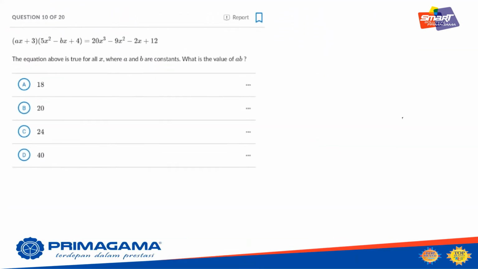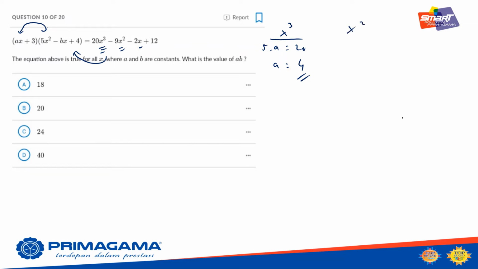So with the prior knowledge, we don't have to do the full equation. We just have to match the equation of the x to the power of 3, x squared, and if needed x with the corresponding coefficient on the left hand side. Let's quickly do this. For the x to the power of 3, on the right hand side is 20. On the left hand side, we get x to the power of 3 by multiplying these two together, 5a. Hence a is equal to 4.